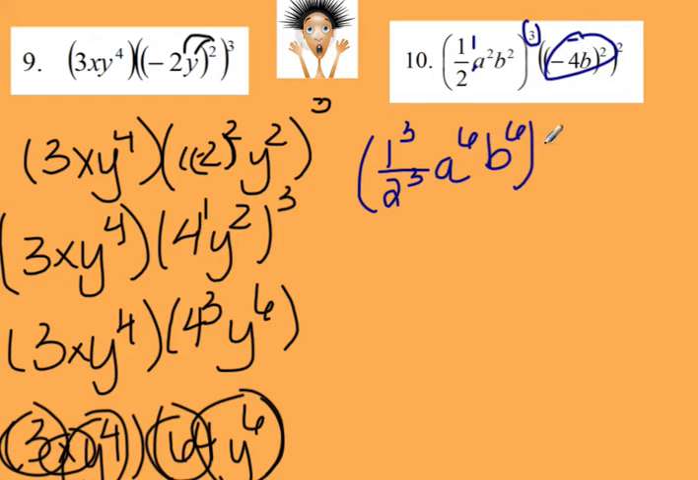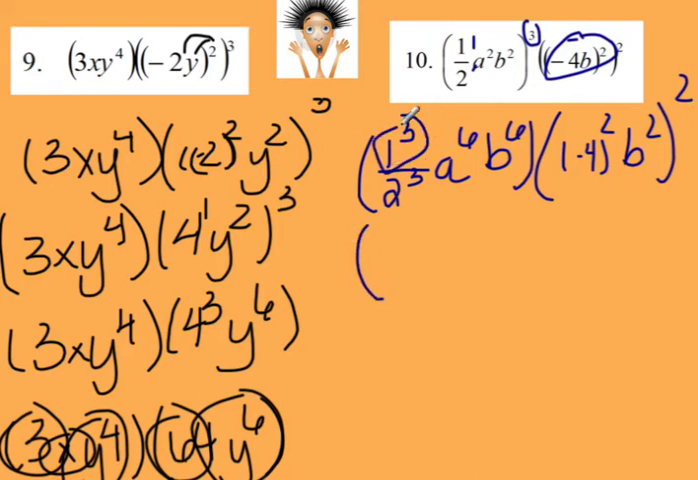Okay, so negative 4, I'm going to raise to the 2nd power, again in parentheses, b squared, then that again is going to be raised to the 2nd power. So before I can multiply those two parentheses, I need to take care of that power. Well, I can simplify these down a little bit. That's just going to be 1. 2 to the 3rd is the same as 2 times 2 times 2, so that's going to be 8.